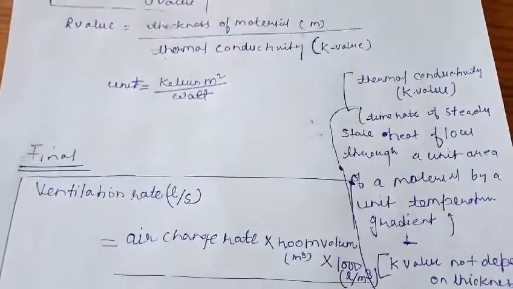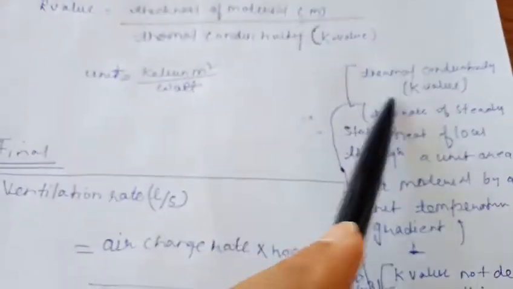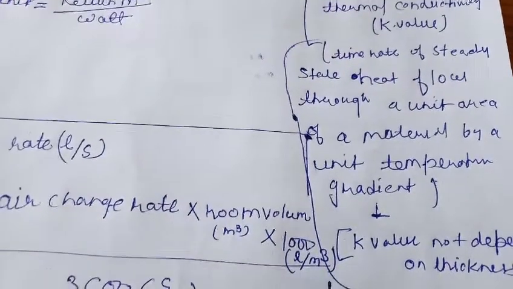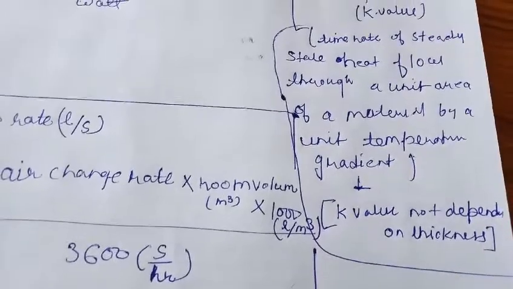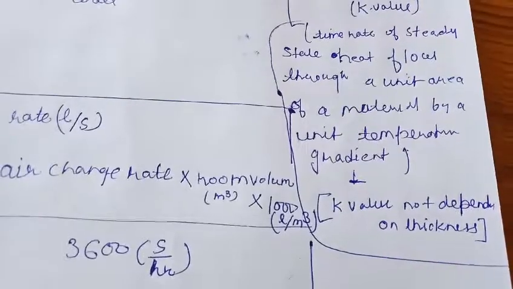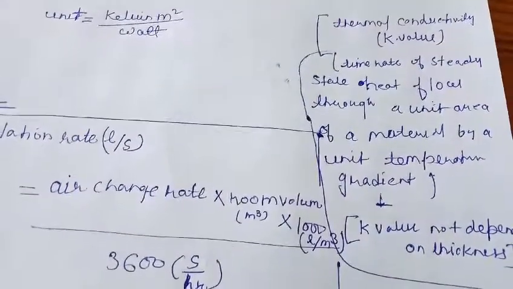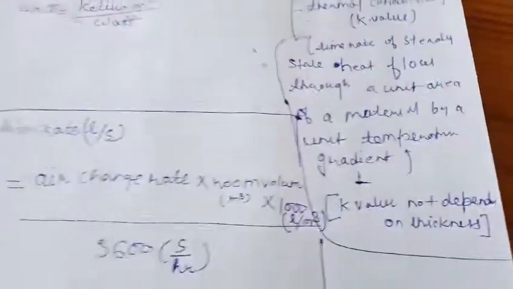Thermal conductivity here is denoted by K value. The time rate of steady state heat flow through a unit area of a material by a unit temperature gradient is known as K value, and it is not dependent on thickness. So in later videos we will learn more about U value, R value, K value and C value.